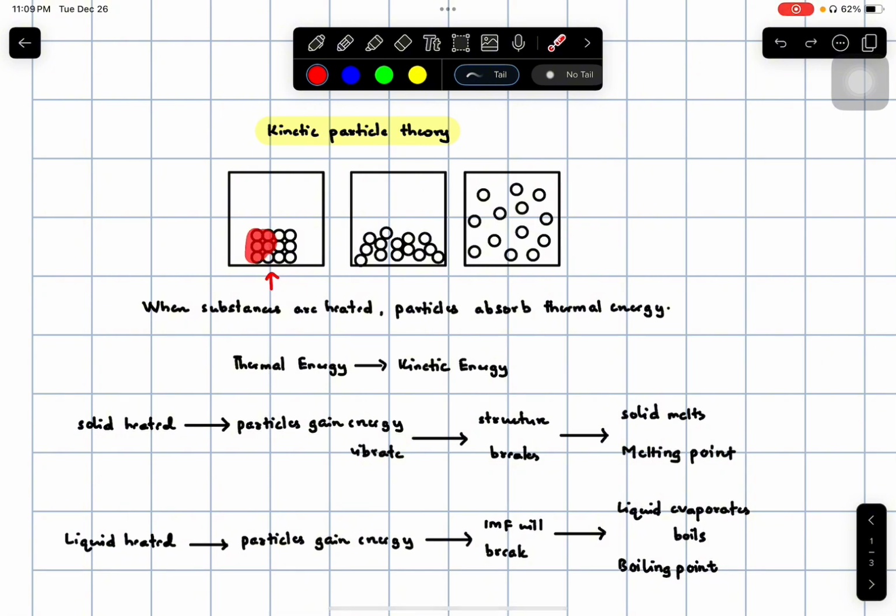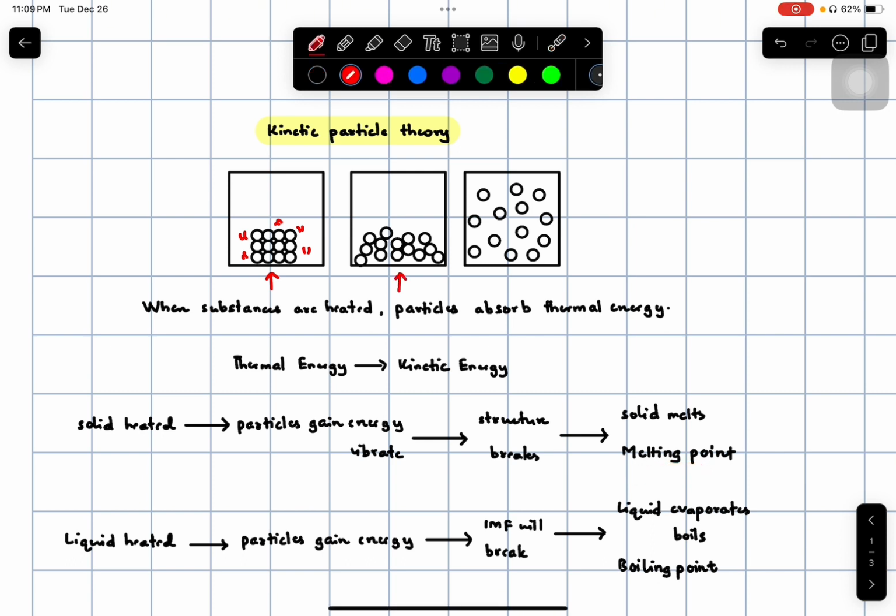When solid particles are heated, all of the particles will gain heat energy. Then the particles will start to vibrate in fixed positions. And when the particles have gained enough heat energy, the structure will break and it will form a liquid here. The temperature at which a solid melts into a liquid is called the melting point.